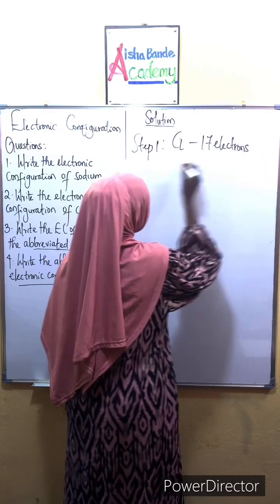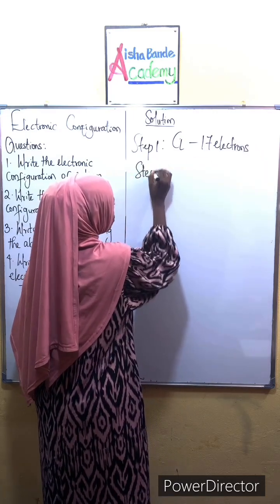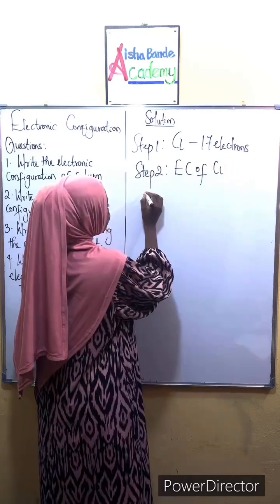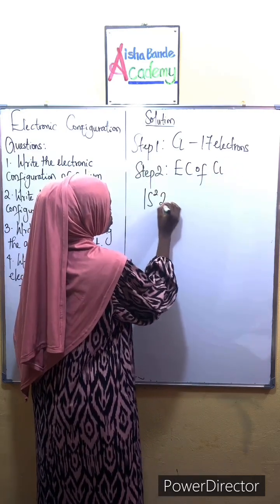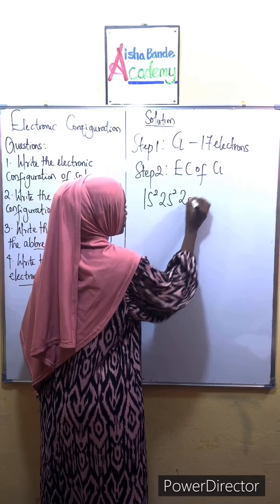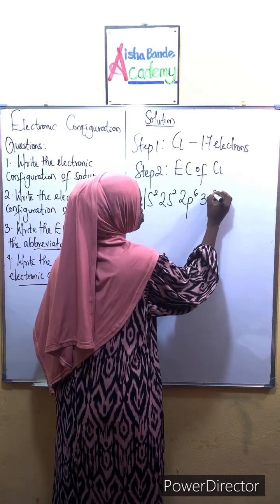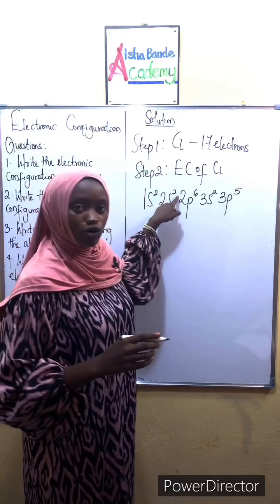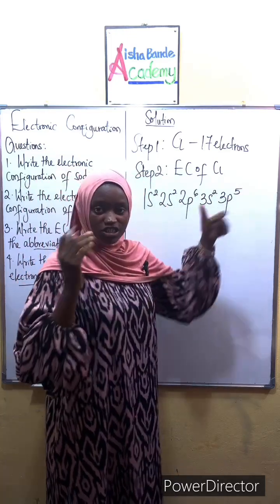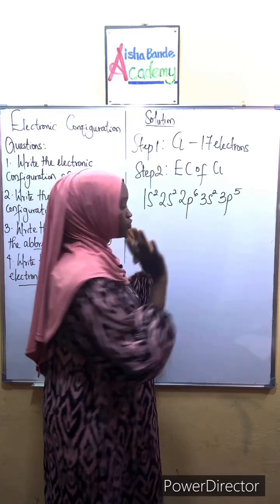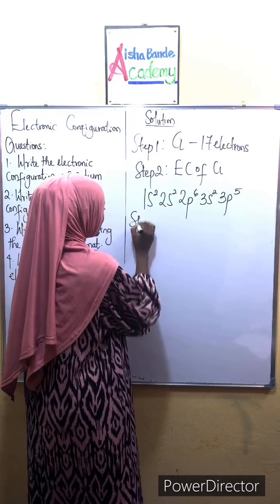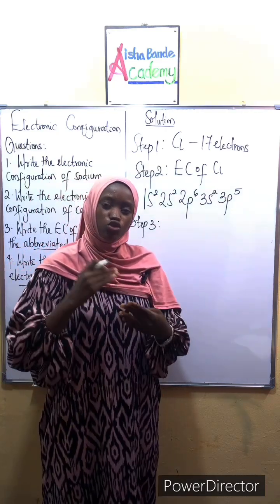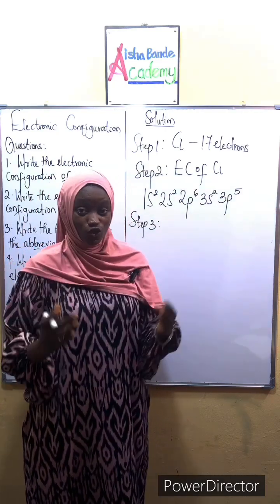So now the next step, which is step 2, is for us to write out the electronic configuration of chlorine. Electronic configuration will become 1s2, 2s2, 2p6, 3s2, then 3p5. Look at this. 2 plus 2, 4 plus 6, 10 plus 2 plus 5, which gives us 17. So this is the electronic configuration of chlorine. So the next step, which is step 3, is for us to check on the periodic table which noble gas comes before chlorine. It's also neon.